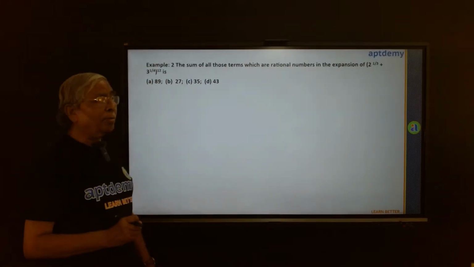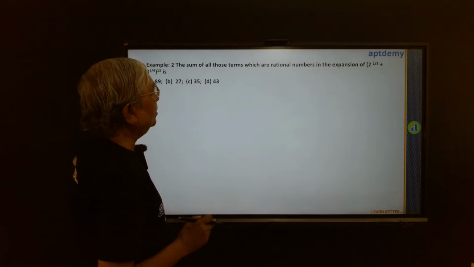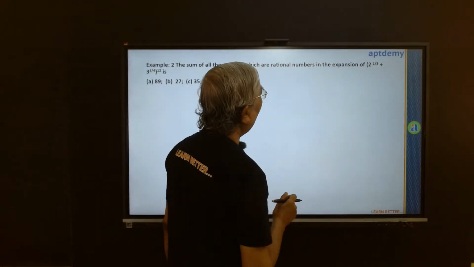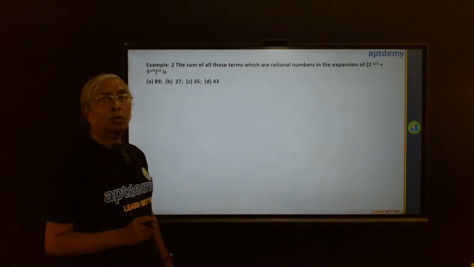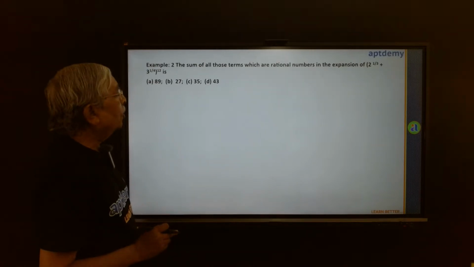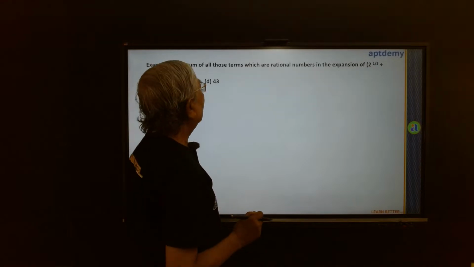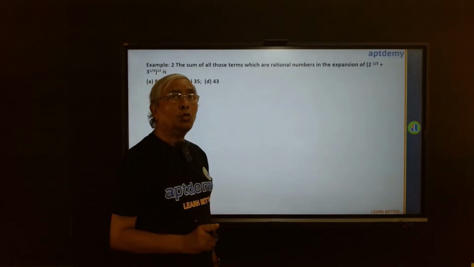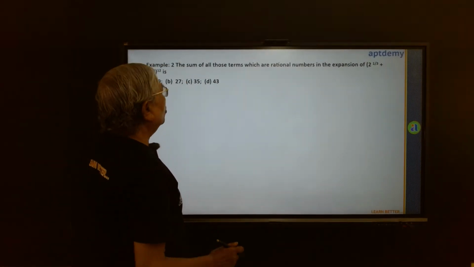Next we have the second problem. The sum of all those terms which are rational numbers in the expansion of (2 to the power 1/3 plus 3 to the power 1/4) whole to the power 12 is one of these options. What do you want? The sum of all terms which are rational numbers in the expansion (2 to the power 1/3 plus 3 to the power 1/4) whole to the power 12.